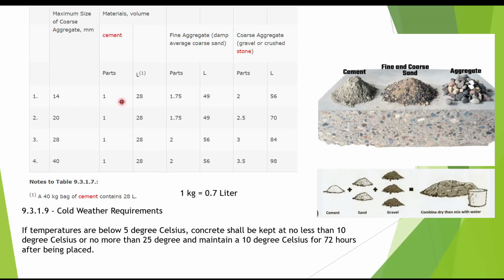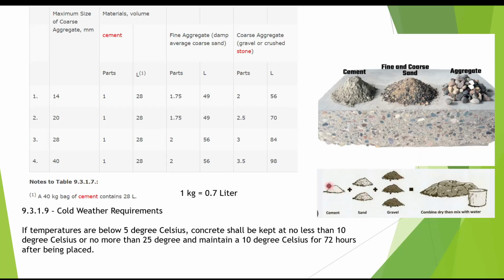Now we're gonna look at this table here in 9.3.1.7. Now we're going to look at maximum size of coarse aggregate, in millimeters. So what is coarse aggregate? It's just the stones. And here you can see aggregates. I put a little example here for you.